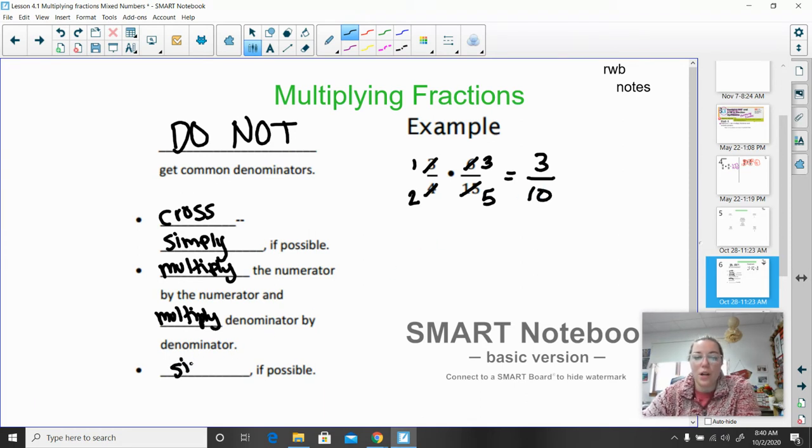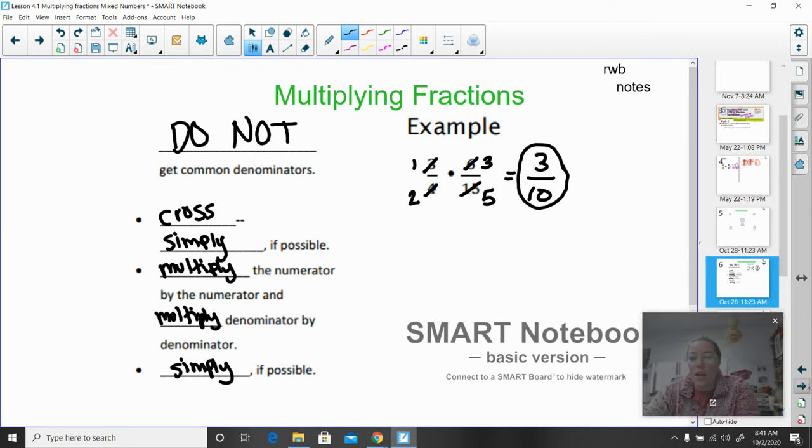We always want to make sure we simplify if possible. If we've cross-simplified in the beginning, most times we don't need to simplify at the end. However, there are still some times when we do need to simplify. So we always have to double check. So I say, does 3 and 10 have any common factors? No. So it's the lowest it can get. And so 3 over 10 is my answer, or 3/10.